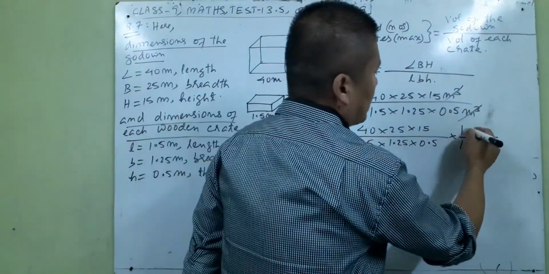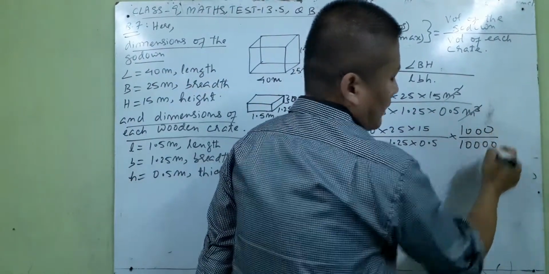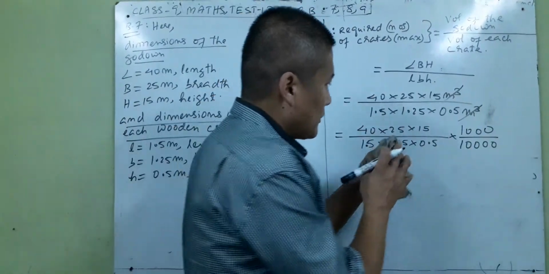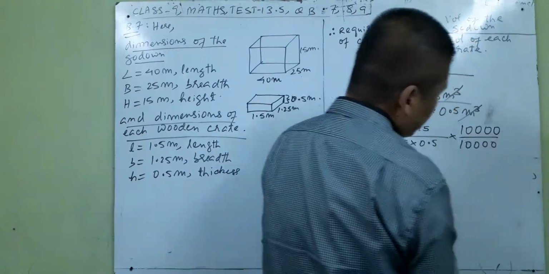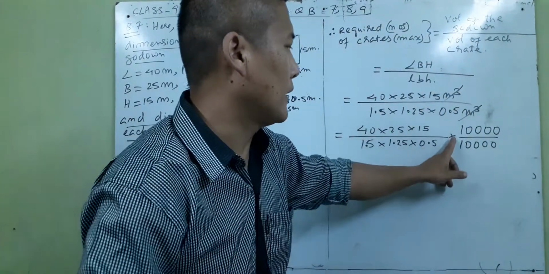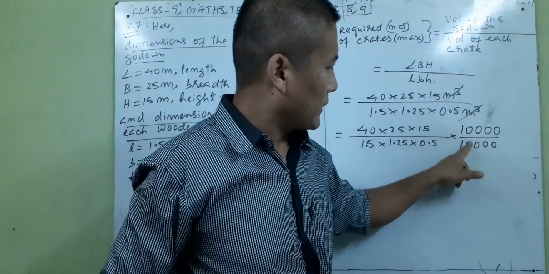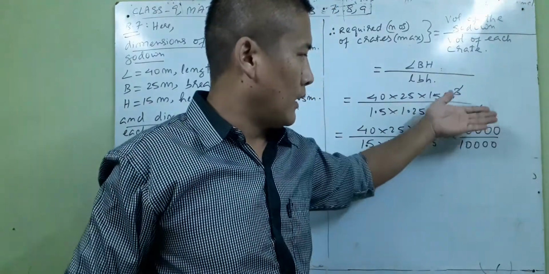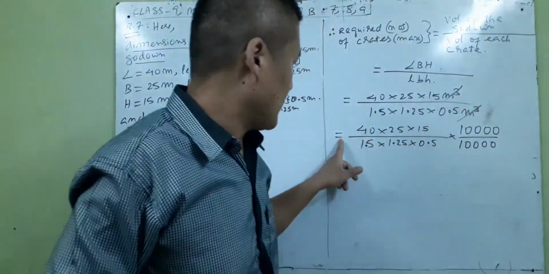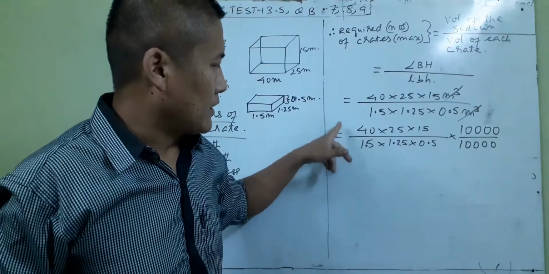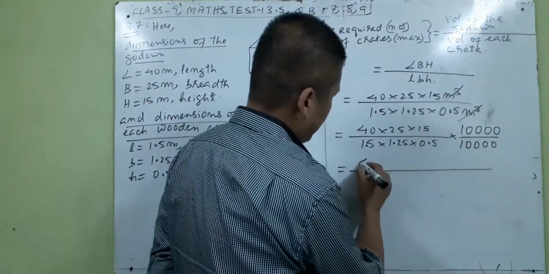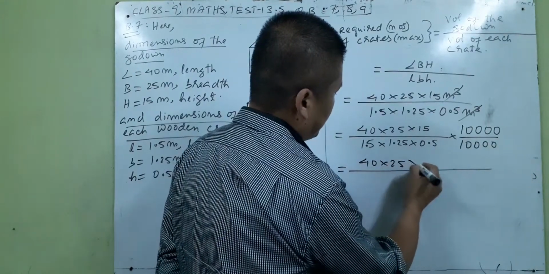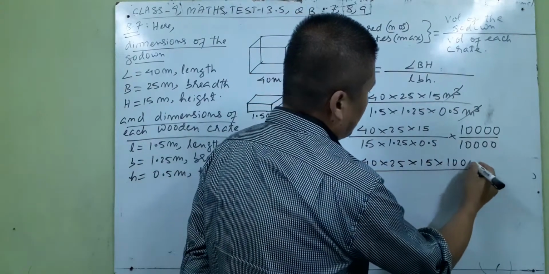Whatever number you put down, 10,000, up here also, same thing, 10,000. Why? Because we have to maintain the property of multiplying by 1. 10,000 by 10,000 is 1, a number divided by itself, so that this equal sign is maintained and doesn't become not equal. Now the numerator, there is no problem. You can just write the same thing, 40 into 25 into 15 into 10,000.